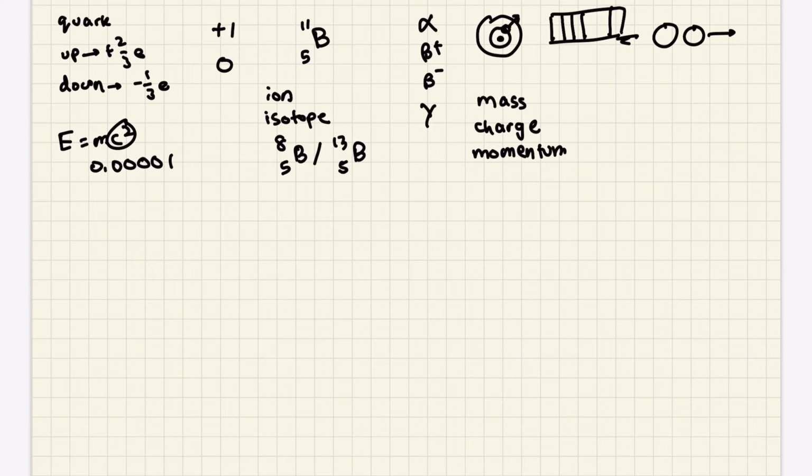iron, because if it's smaller than iron, fusion releases energy, which is what a star is trying to do. But once you get to iron, you can do fusion, but you're not going to get any energy. And so that's where it stops. You get an iron core at the heart of a dying star.